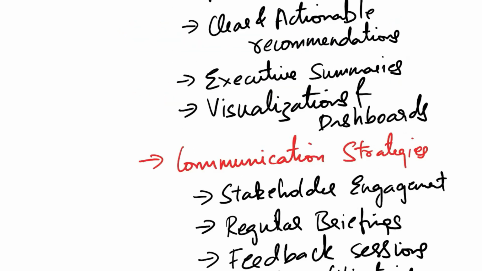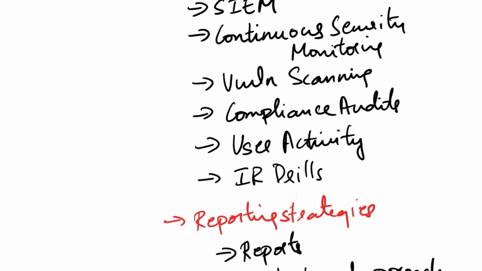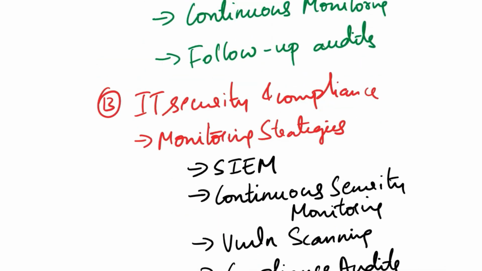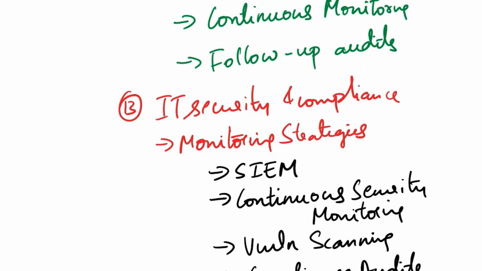So, by combining robust monitoring tools, clear reporting structures, and effective communication strategies, organizations can maintain a proactive stance towards IT security and compliance. This approach ensures that stakeholders and senior management are well informed and equipped to make informed decisions in support of a secure and compliant IT environment.